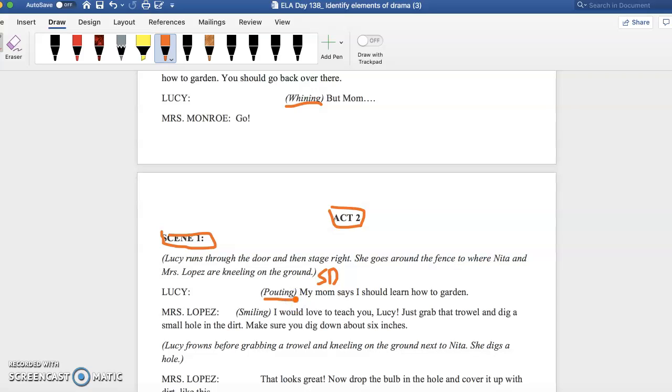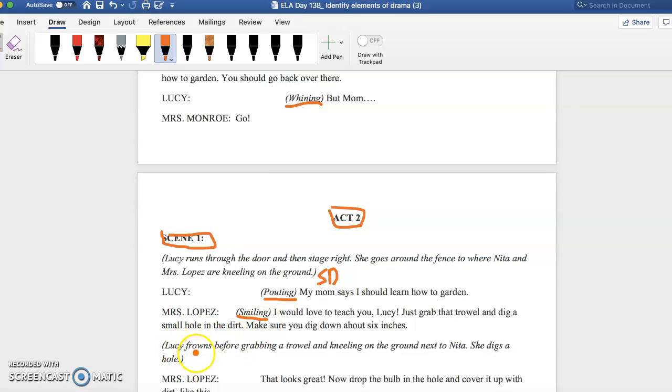My mom says I should learn how to garden. I would love to teach you, Lucy. Just grab that trowel and dig a small hole in the dirt. Make sure you dig down about 6 inches.